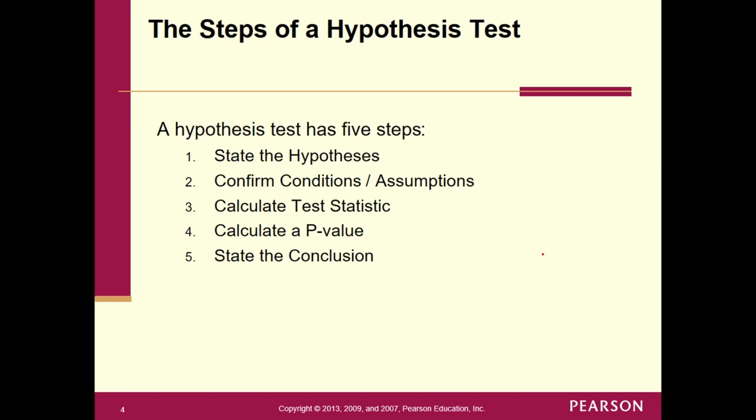So a hypothesis test has 5 steps. 1, you state the hypotheses. 2, you confirm conditions. 3, you calculate a test statistic. 4, calculate what's called a probability value, which, because we put this on a computer screen, we don't like to write out the whole word, so we shorten it to p-value. And 5, state the conclusion.